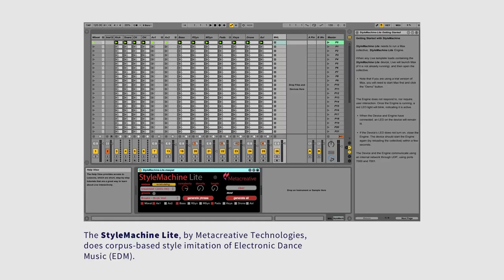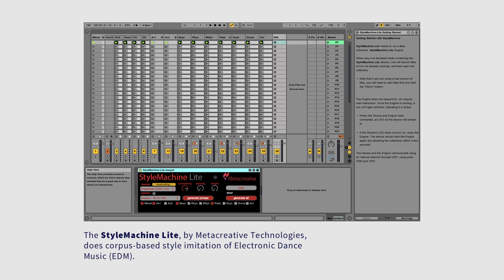An example of such an approach is the Style Machine, developed by Metacreative Technologies. The Style Machine does corpus-based style imitation and is specifically conceived for electronic dance music, or EDM. It is implemented as a plugin for the popular digital audio workstation Ableton Live. It operates on symbolic corpora of electronic dance music transcriptions grouped into corpora ranging from early breakbeat music to modern house music.